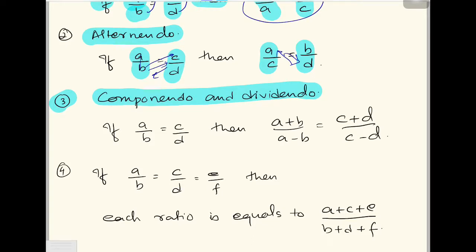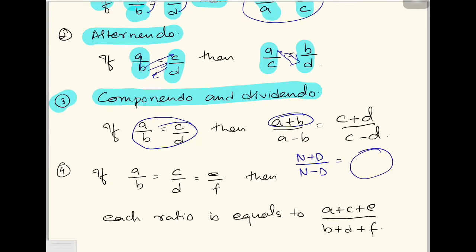So that is alternando. And the third and the very important property here, the most important one in fact in this chapter, is componendo and dividendo. So look at it carefully. What happens if A by B equals to C by D? Then you can add the numerator plus denominator, and you can subtract numerator minus denominator, both the sides. So same thing happens here as well. Numerator plus denominator, numerator minus denominator.